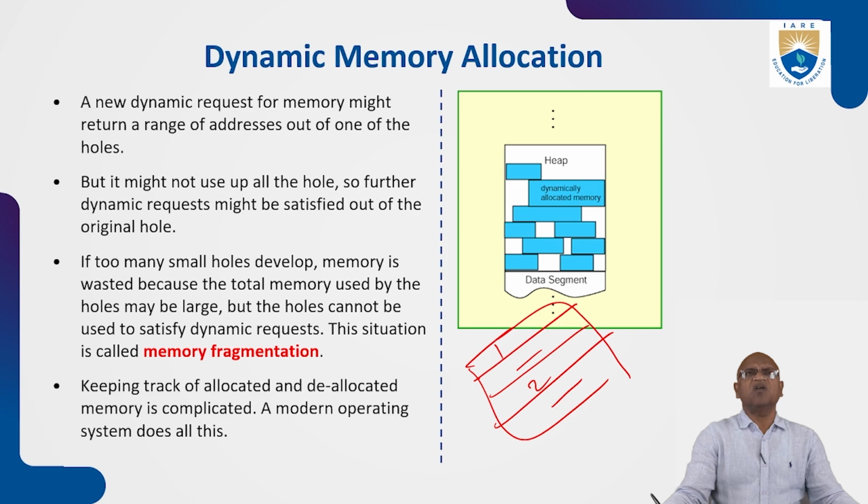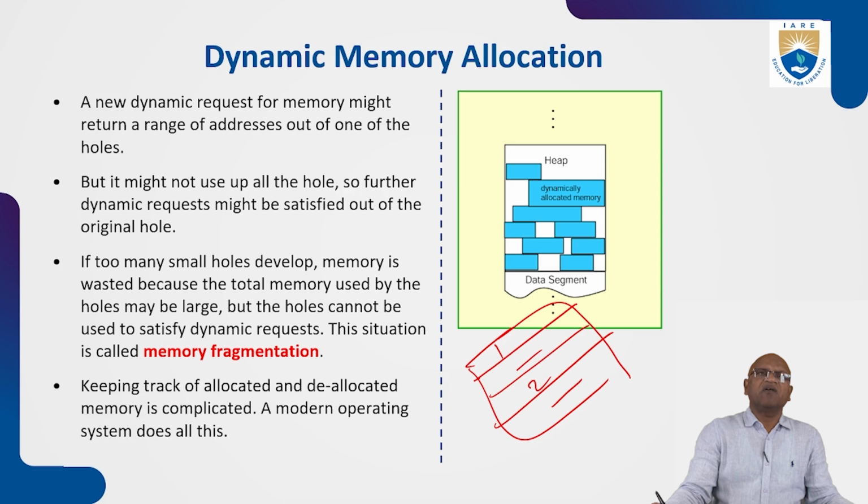If too many small holes develop, memory is wasted because the total memory used by the holes may be large, but the holes cannot be used to satisfy the dynamic requests because the hole size may be small. This situation is called memory fragmentation. Wastage of memory is called memory fragmentation. We cannot use that memory for any purpose because it was used by somebody but handed over to the OS.